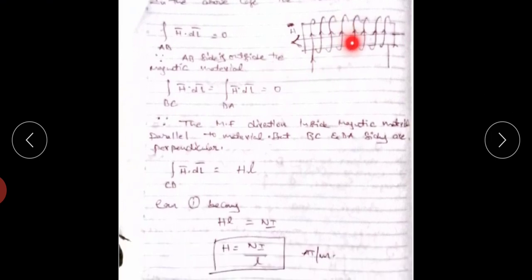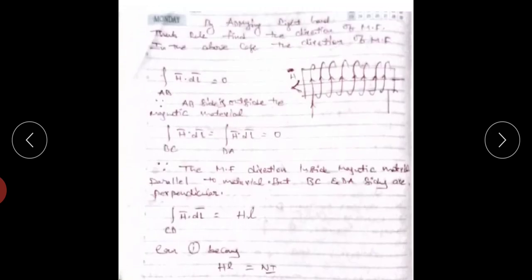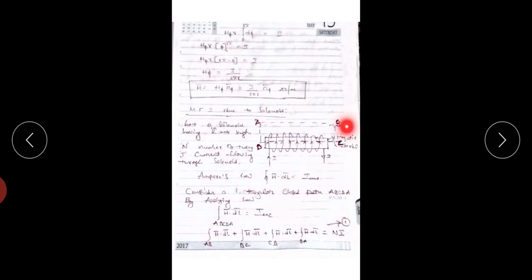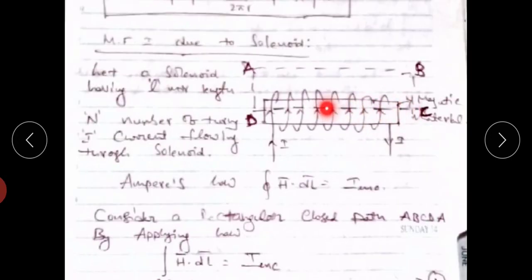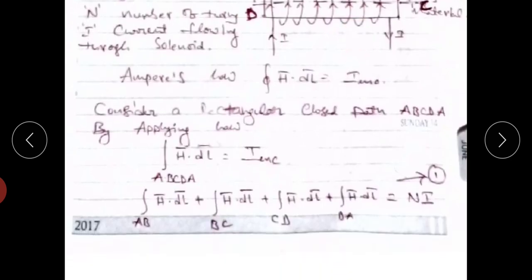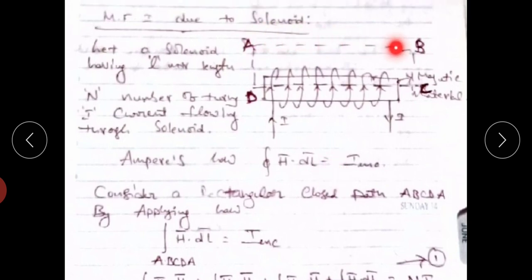So this is the current direction. Apply the right hand thumb rule and find the magnetic field direction. That field direction is from right to left. So only from C to D is the magnetic field present. Here we have four integration terms. First one, AB.